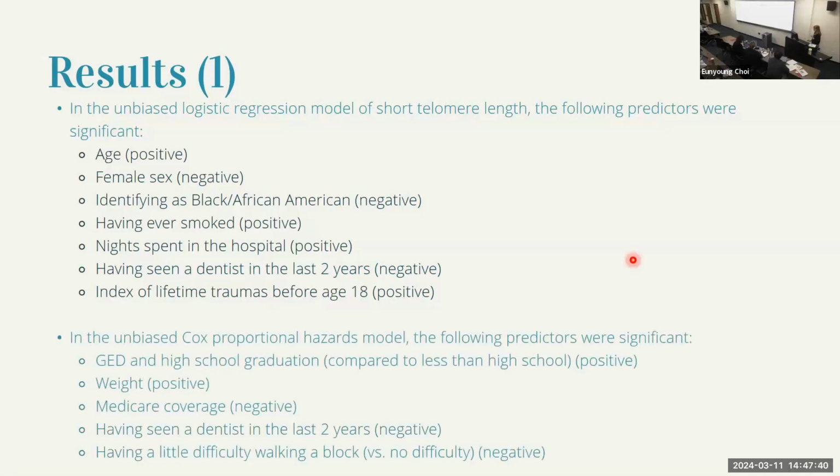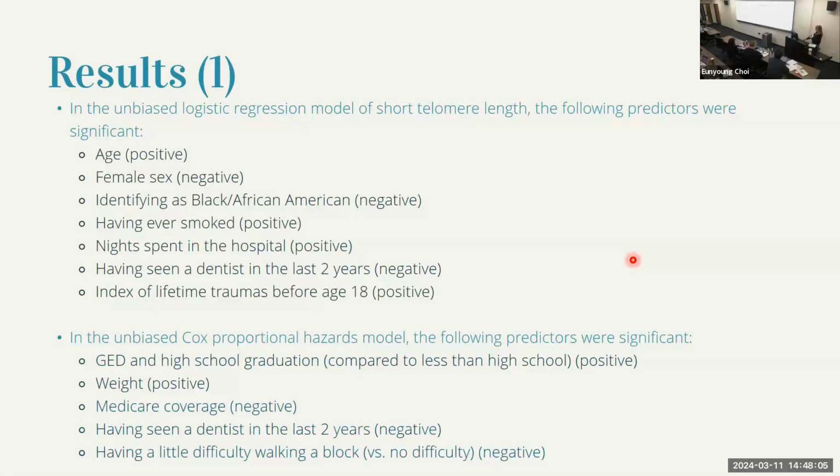In the Cox proportional hazard measure, you can see some other things were significant here. So the pieces that are linked to short telomeres are having a GED or high school graduation compared to less than high school. This is interesting. I'll come back to it later. And your weight in kilograms.